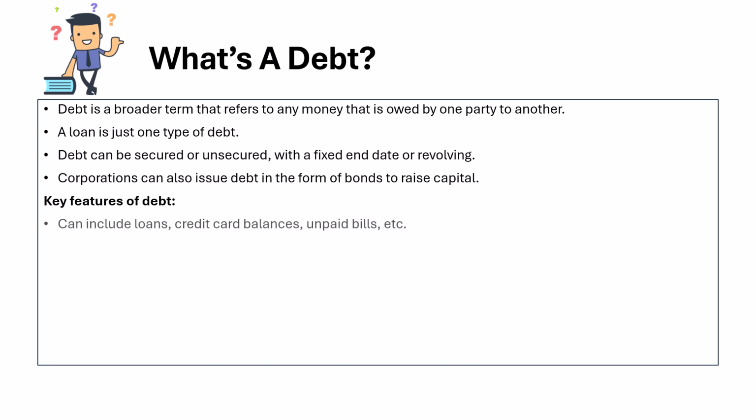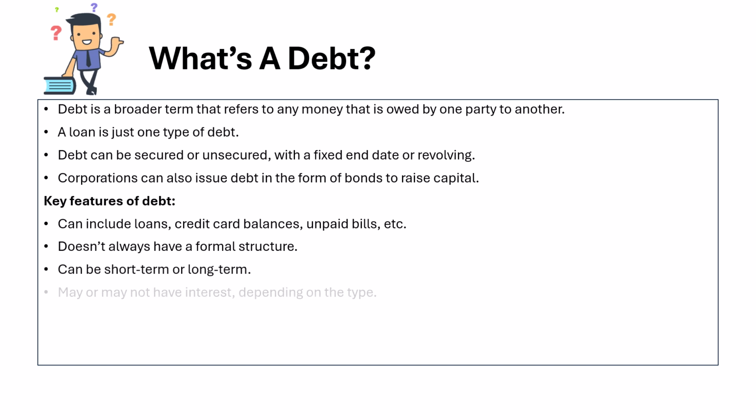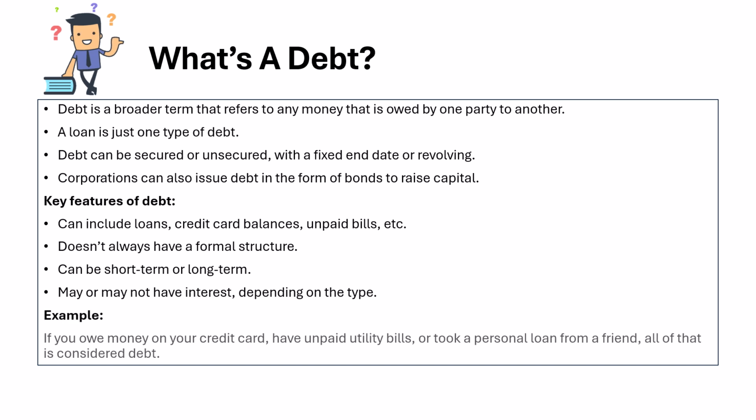The key features of debt: it can include loans, credit card balances, and unpaid bills. It doesn't always have a formal structure, can be short-term or long-term, and may or may not have interest depending on the type. For example, if you owe money on your credit card, have unpaid utility bills, or took a personal loan from a friend, all of that is considered debt.